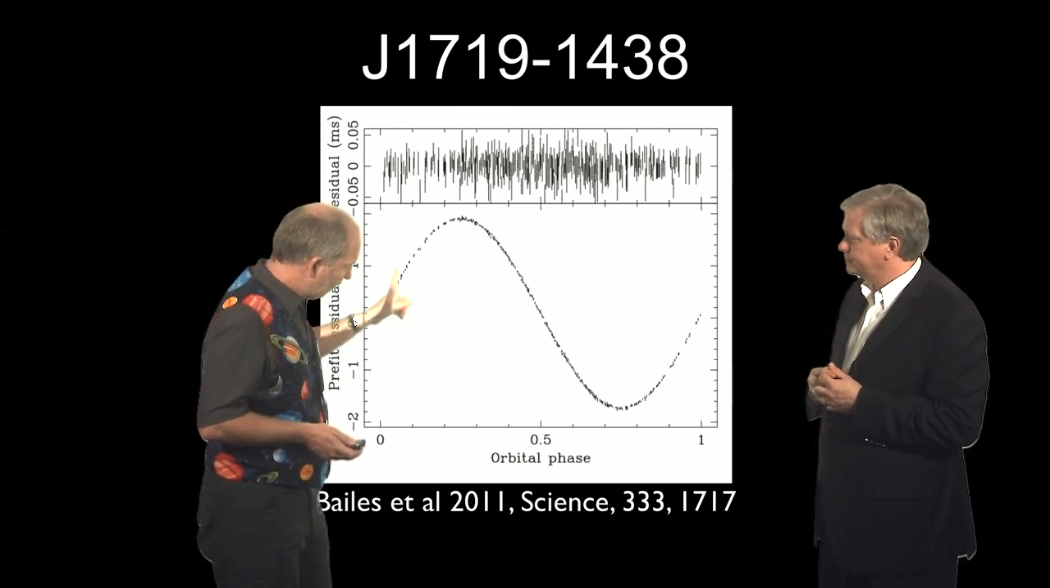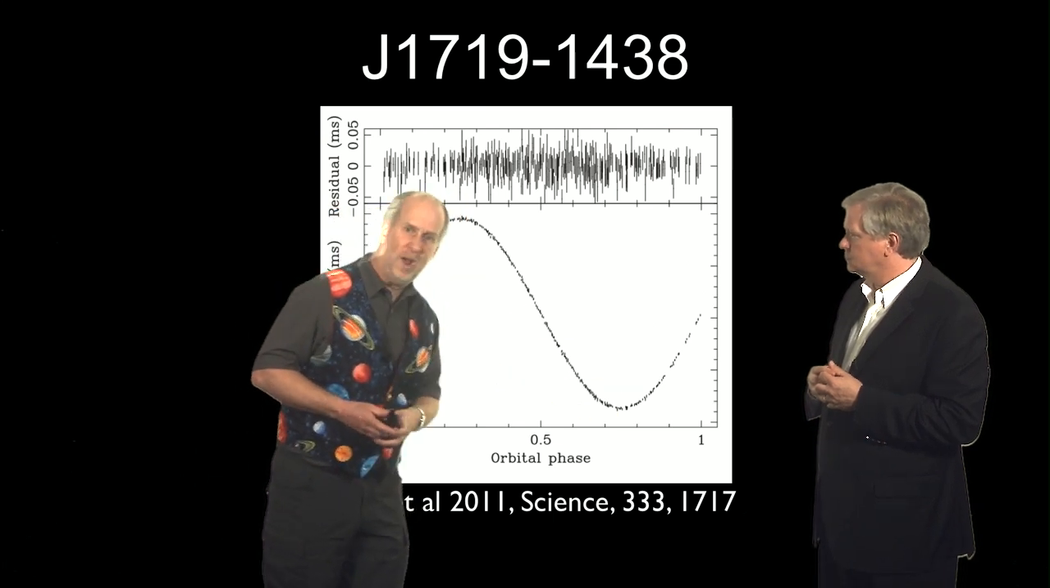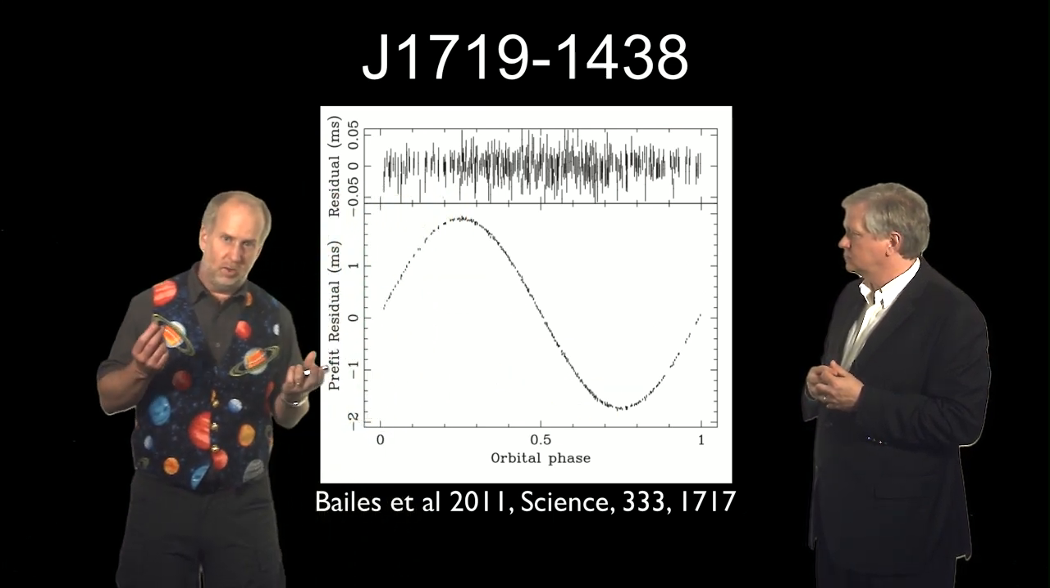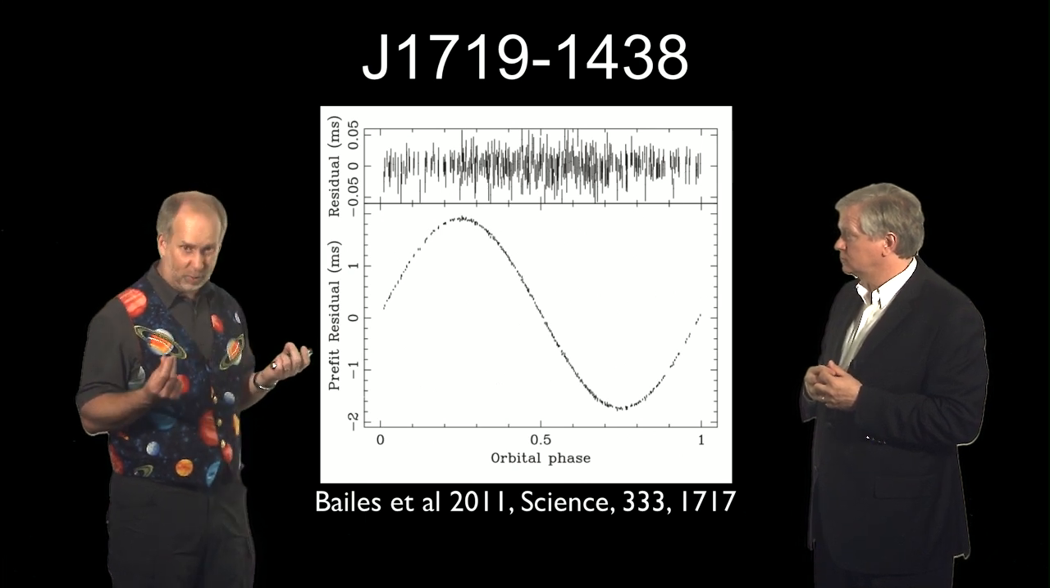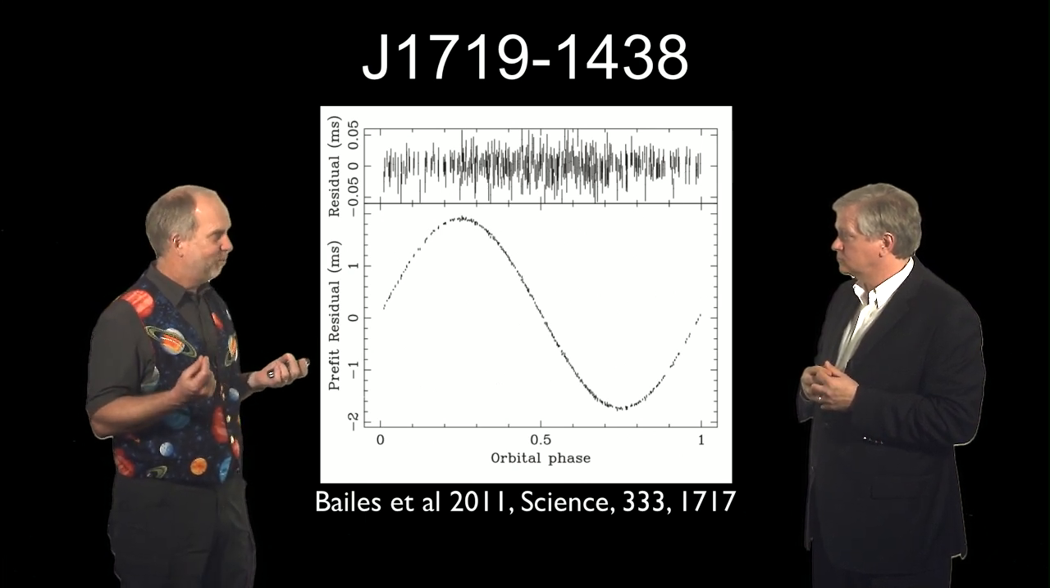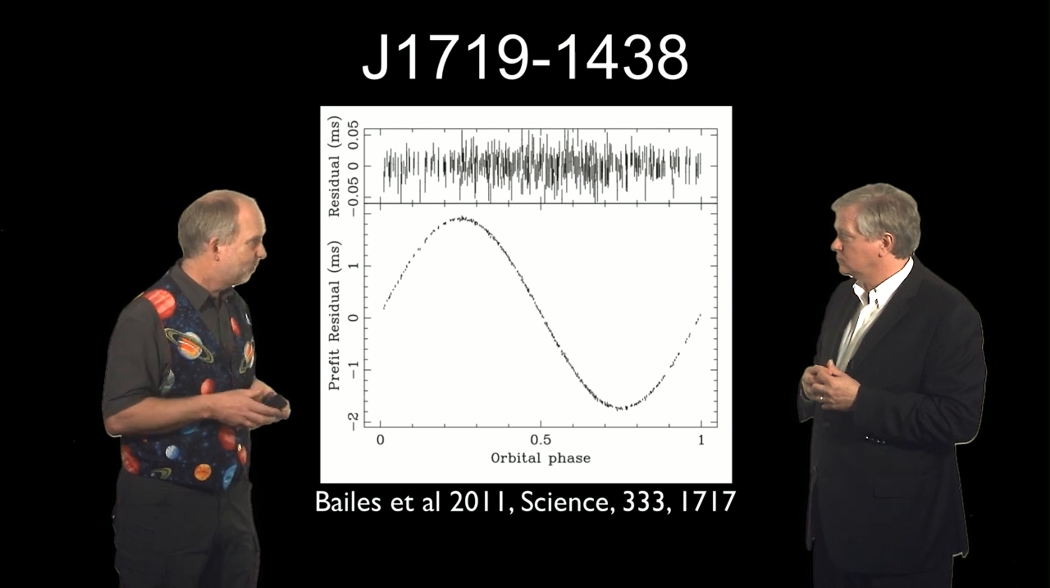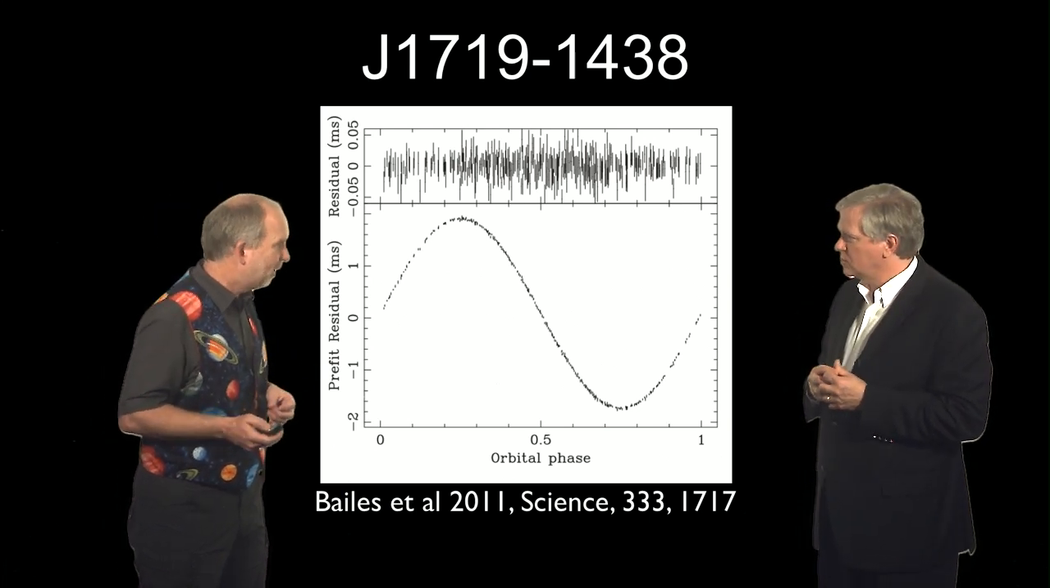Okay. But this is going around every 2.2 hours. Now, the Earth goes around the Sun once a year. This goes around in 2 hours. So its year is 10 times smaller than our day. Wow. It must be incredibly close in.